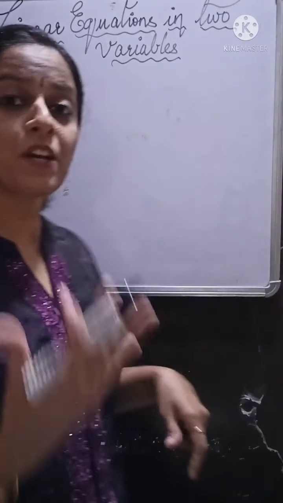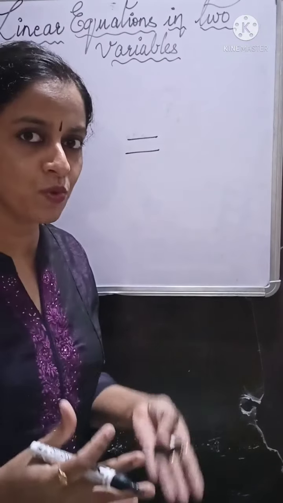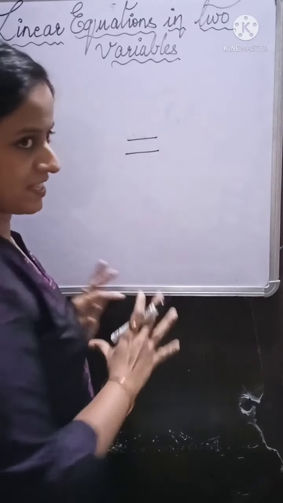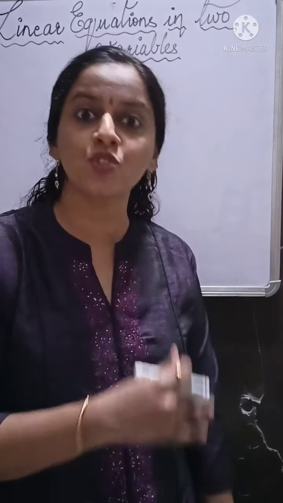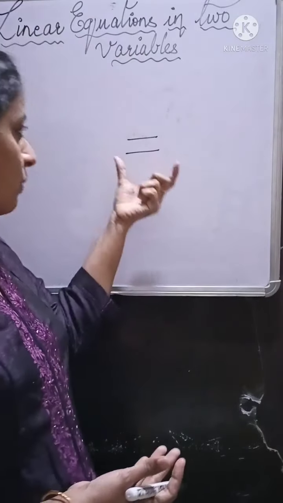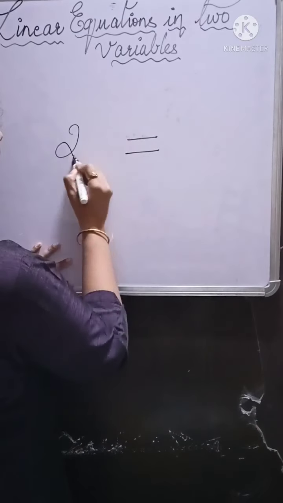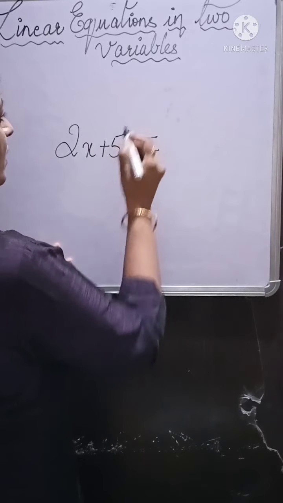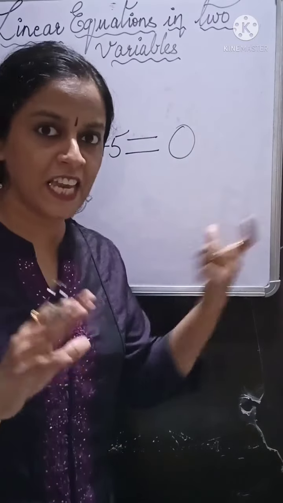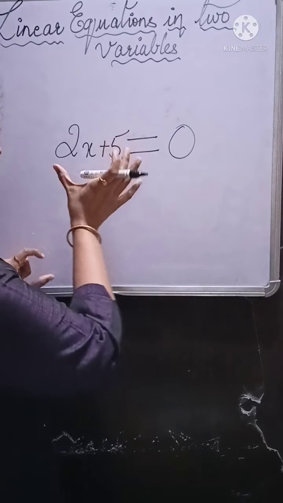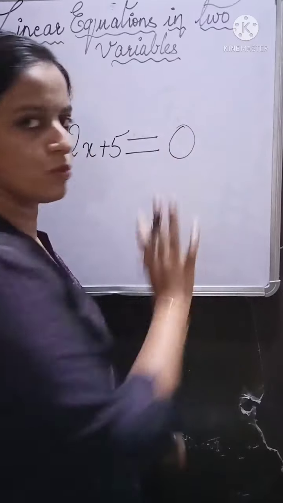What are equations? An equation consists of a left hand side and a right hand side, which consists of expressions, along with an equal to sign. Whatever I said, let me put it in the form of an example. So here I'll write 2x plus 5. Onto the right hand side it can be a 0, which means this is an equation. What is an equation? The LHS is equal to 0.